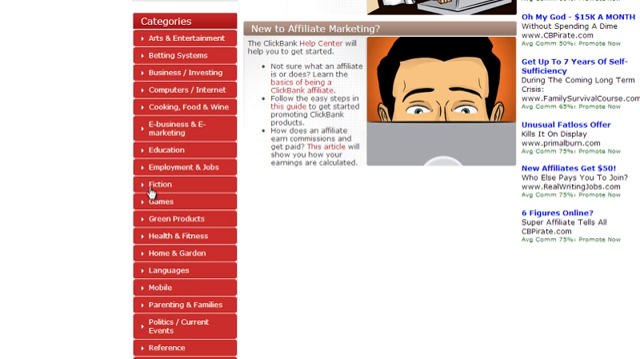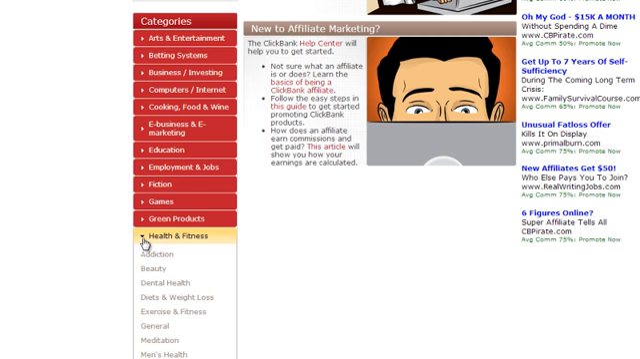So I'm quite interested in weight loss, because I know it's a huge niche and it's something I've never personally done myself. It's a niche I've never been in, but I know there's a huge amount of money to be made in the fitness and health niche. So let's have a look at some of these health and fitness products.